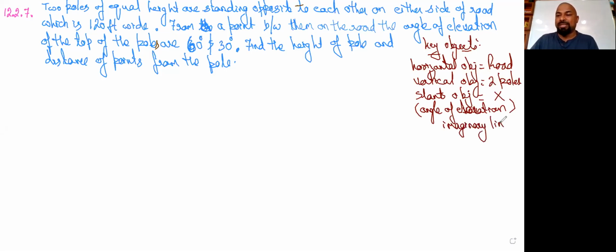Before entering into the question, what are the key objects? Horizontal object, we have the road. Vertical objects, we have two poles. We don't have any ladder, rope, or thread, so we don't have any slant object. But here the slant object is nothing but the angle of elevation, the line of sight. Therefore, we are going to take it in terms of an imaginary line. Okay, so let's draw the figure according to the basic construction he has given.